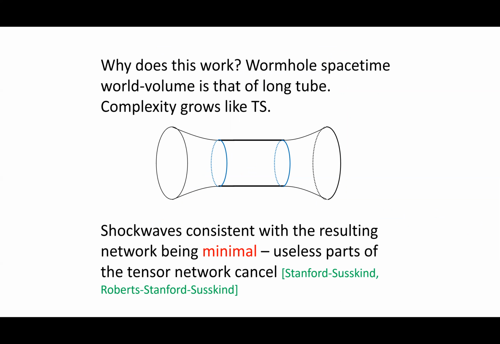And I'll just mention that this again works roughly because now the space-time is essentially the spatial geometry of the long tube times roughly an ADS radius in the radial direction. And that's why essentially everything works in the simplest possible case, while they all give compatible answers. And there's evidence from shockwaves that this network is actually, in some sense, minimal. That is, you're canceling parts of the network you don't need. But I won't go into that.